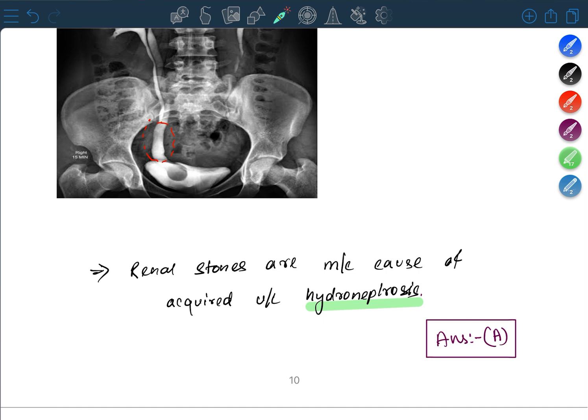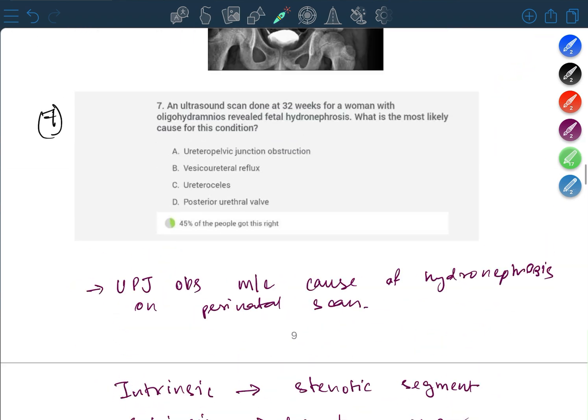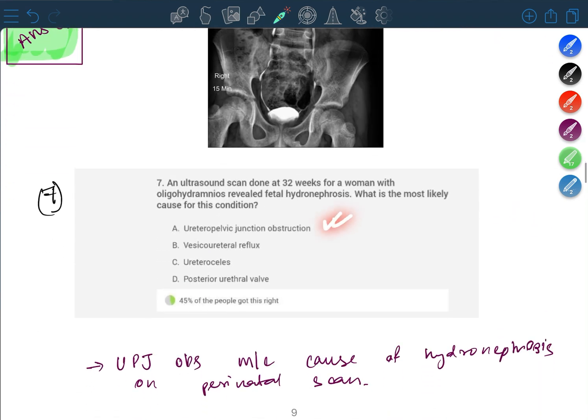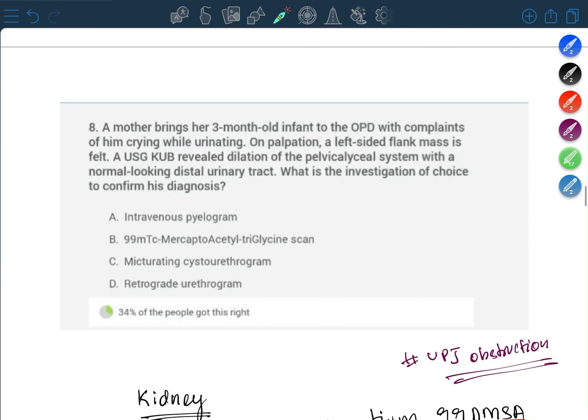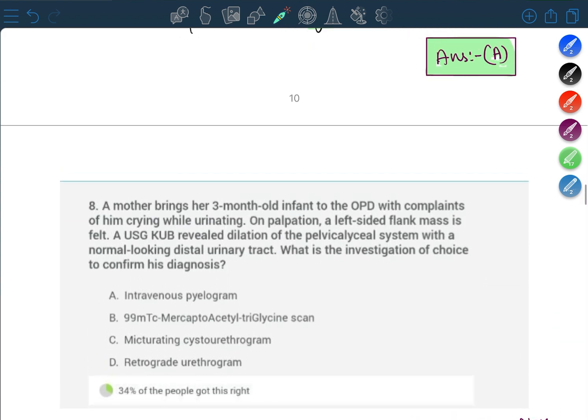Okay. So the answer is, let's move on. The answer is UPJ obstruction. Most common cause. Okay. Eighth question.